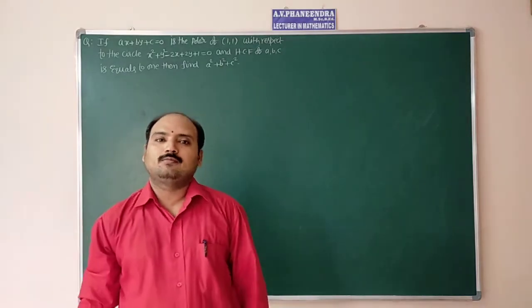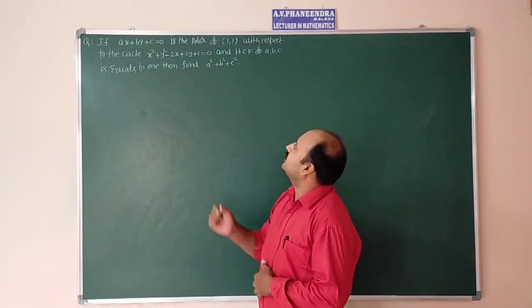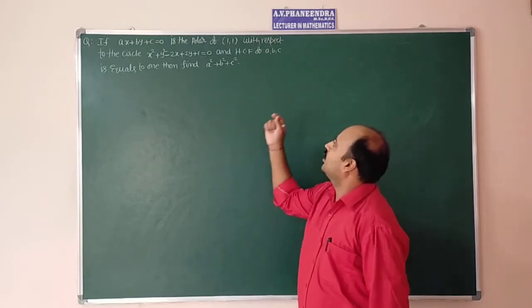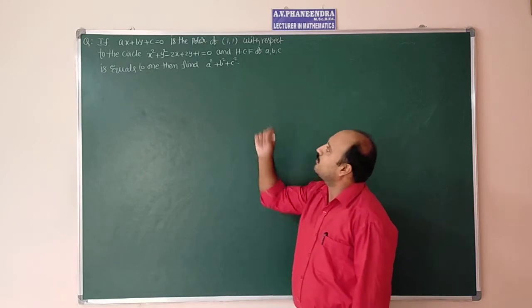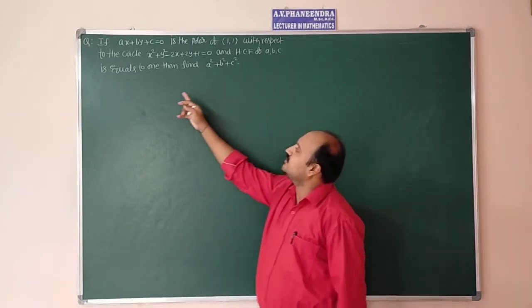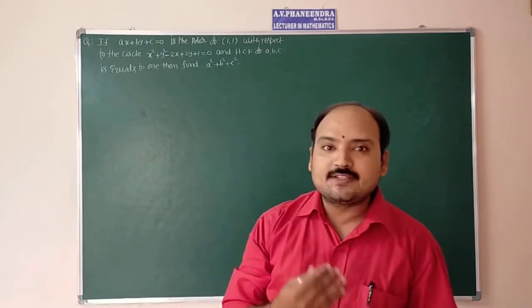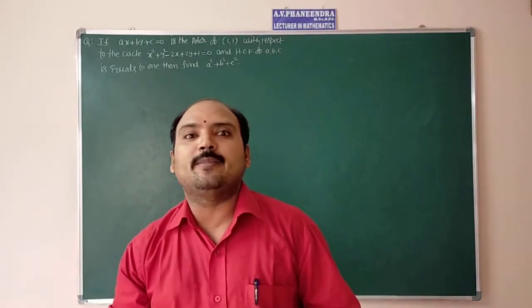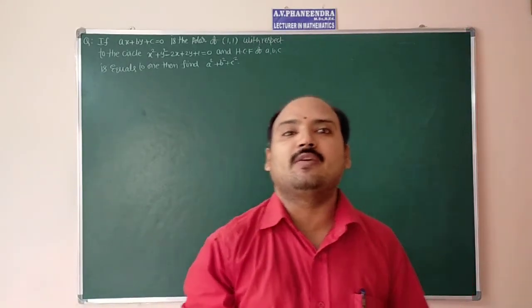Next question. If ax + by + c = 0 is the polar of (1, 1) with respect to the circle x² + y² − 2x + 2y + 1 = 0 and the HCF of a, b, c is equal to 1, then find a² + b² + c². HCF of a, b, c, that means the highest common factor of a, b, c, is equal to 1, given.